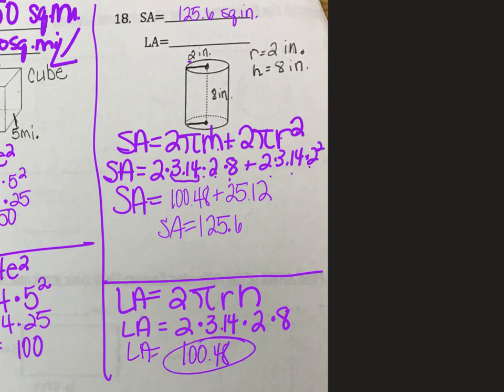Okay, notice here that this answer is the same as this answer here. Because with lateral area, you're only finding a measurement of the lateral area, not the bases. When you're finding surface area, you're finding the area of everything. So lateral area is 100.48 square inches.